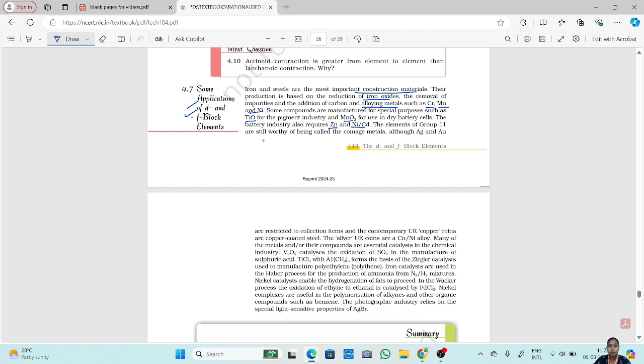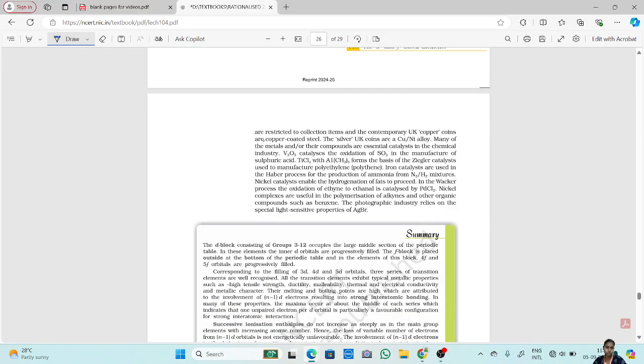Now the elements of group 11 are still worthy of being called coinage metals, although gold and silver are restricted to collection items, and the contemporary UK copper coins are copper coated steels. So there are gold and silver which are also transition metals, and even copper coated coins which are still used in the UK. Now the silver UK coins are a copper nickel alloy. Those coins are made up of copper and nickel.